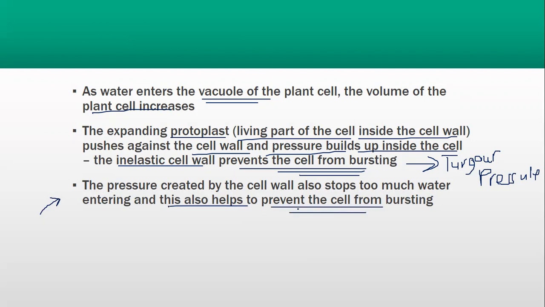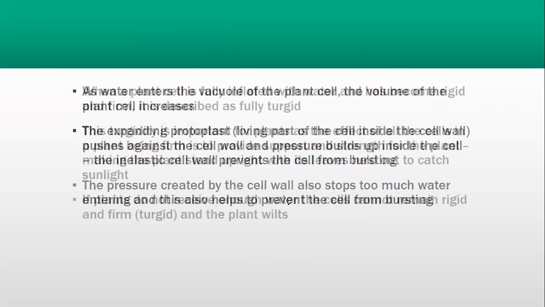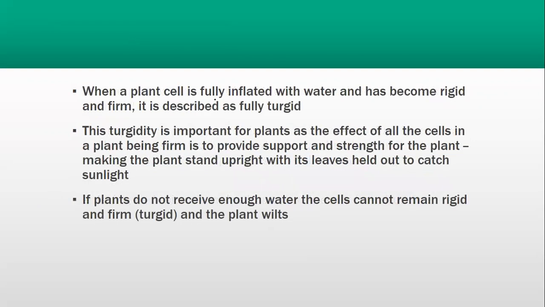The pressure created by the cell wall also stops too much water entering, and this also helps to prevent the cell from bursting due to the presence of the cell wall. When a plant cell is fully inflated with water and has become rigid and firm, it is described as fully turgid. This turgidity is important for plants as the effect of all the cells in the plant being firm is to provide support and strength for the plant.